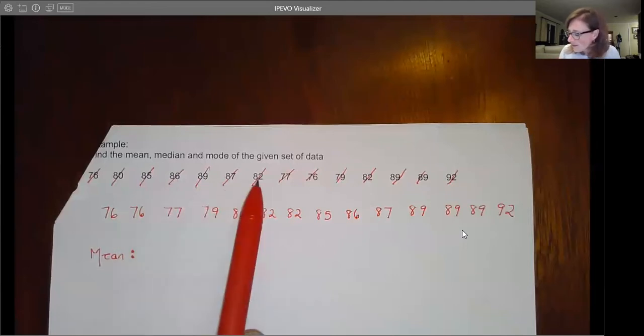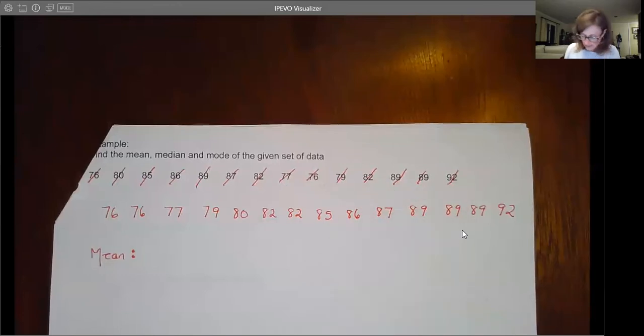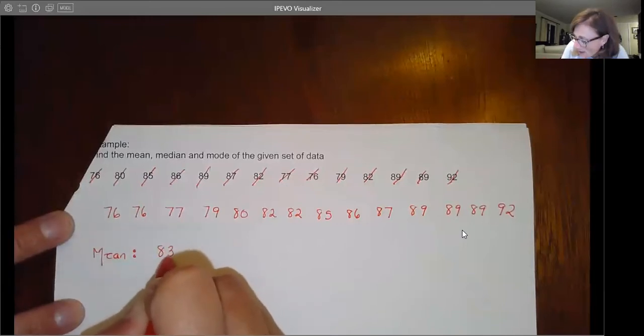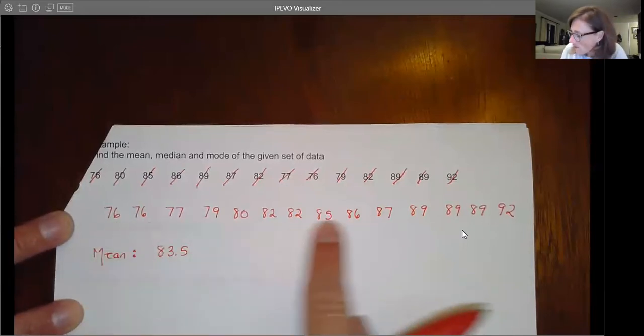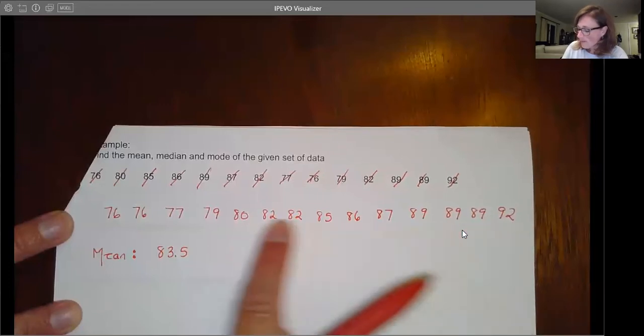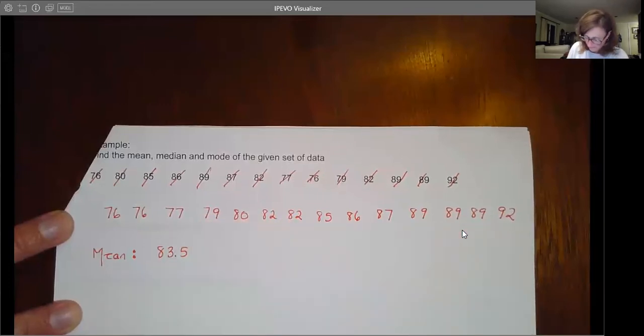2, 4, 6, 8, 10, 12, 14. So the first attempt that I did it, I got 83.5. And that makes sense, right? Because it falls within the range of my data. If I had gotten something that said 47, that wouldn't make any sense because this is supposed to be a representation of this data.